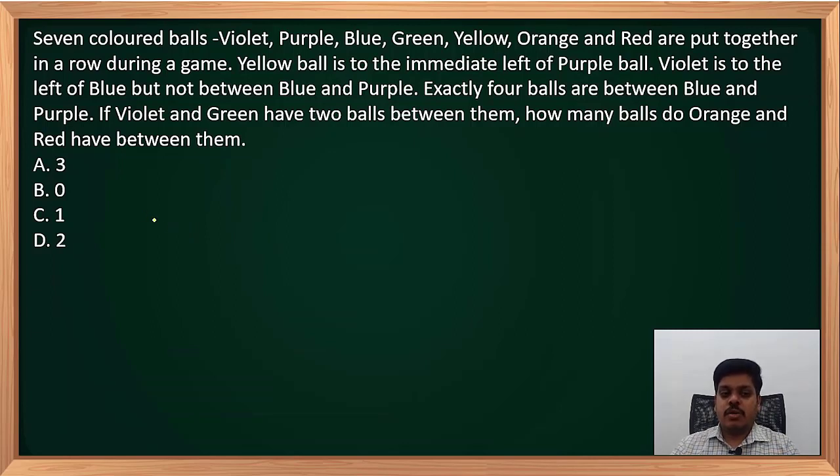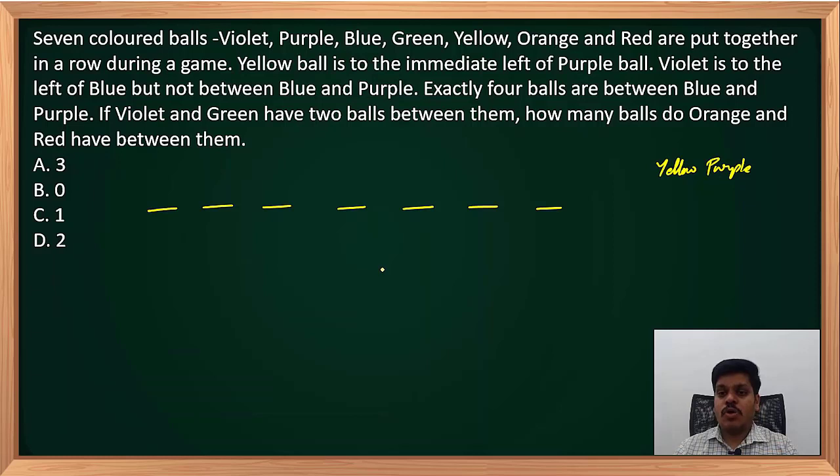So 7 colored balls, 1, 2, 3, 4, 5, 6, 7, are put together in a row during a game. First clue: yellow ball is to the immediate left of purple ball. So if purple is here, then yellow must be next. This is the situation. Next sentence, violet is to the left of blue but not between blue and purple.